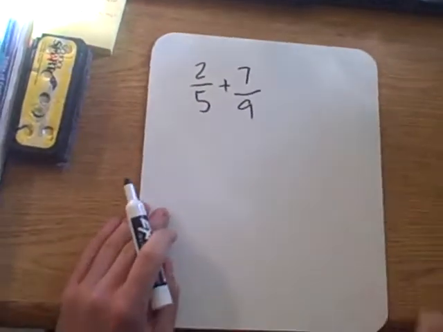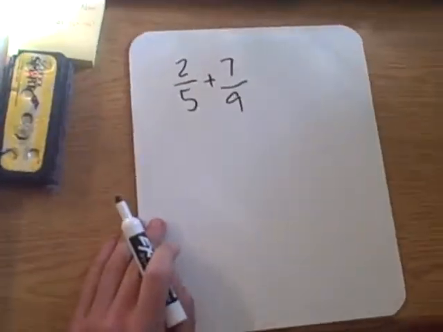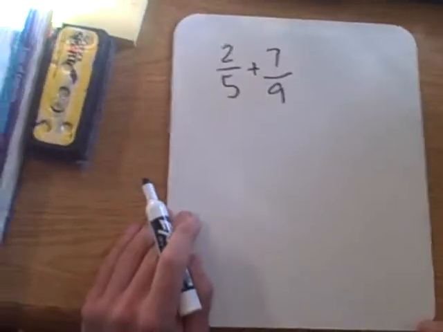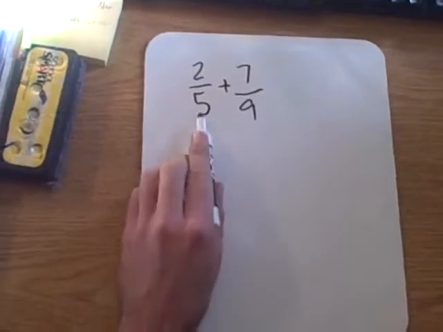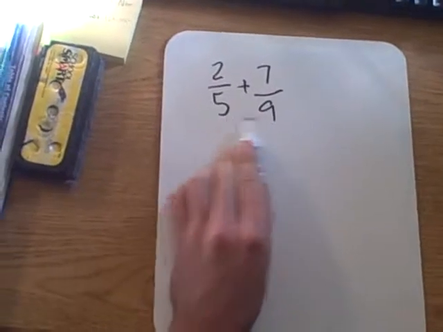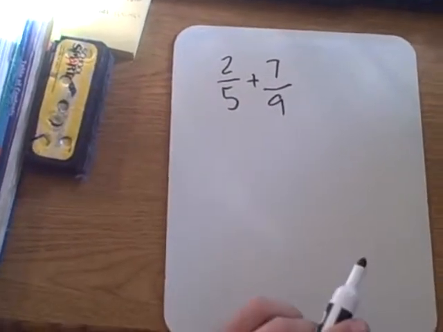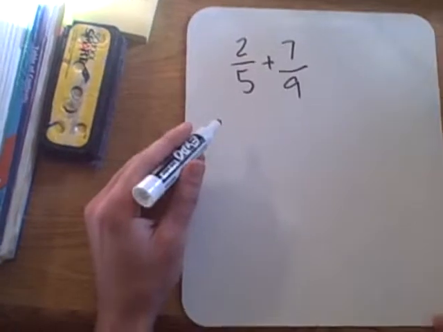Okay. The most important thing when you're adding and subtracting, you need to have apples and apples. Right now we have an apple and an orange. They are not the same. We need to have the denominators be the same, apples and apples. How can we do that?